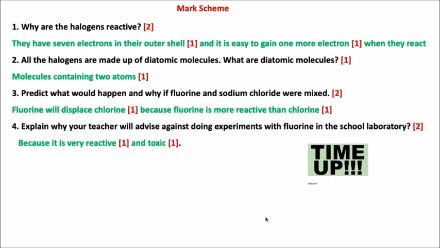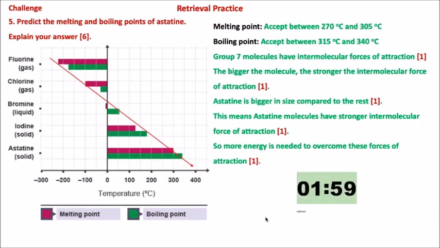Okay, we go to question 5. So question 5, you were given a graph, you were asked to predict. That's the first thing you should do. And then the second thing is explain. And I did mention that predict gives you 1 mark and explain gives you 5 marks.